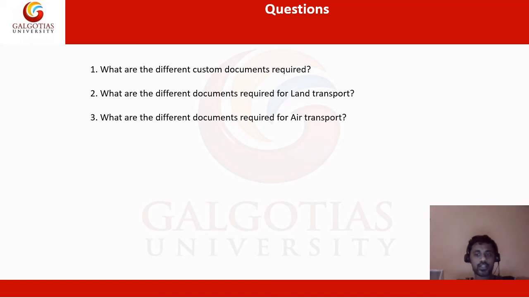By land transport, you should say many things about the road transport documents and the railway transport documents. Both these are part of land transport, and the different documents required for these two, that is road and railway, have to be answered here. And the third question is: what are the different documents required for air transport?